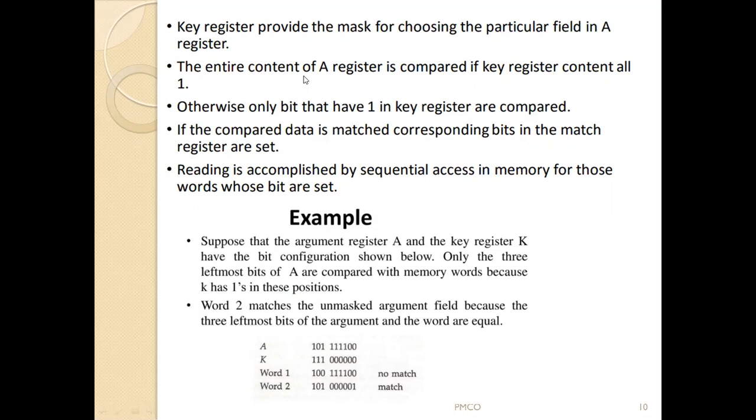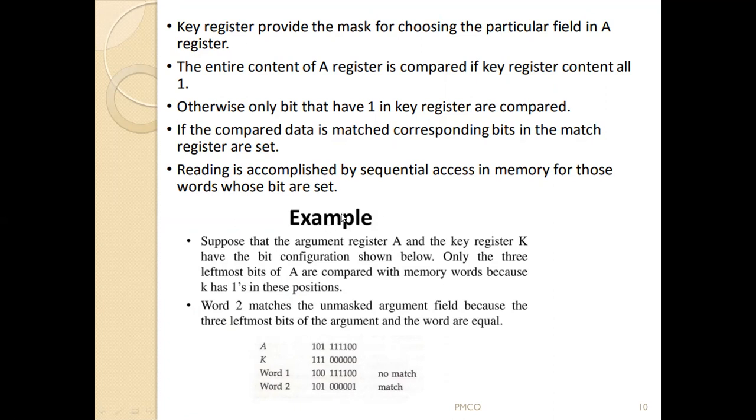So the entire content of A register is compared if the key register content is all 1. Otherwise, only the bits that have 1 in the key register are compared. So that you have to remember. If the compared data is matched, the corresponding bits in the match register are set. So reading is accomplished by sequential access in memory for those words whose bits are set.